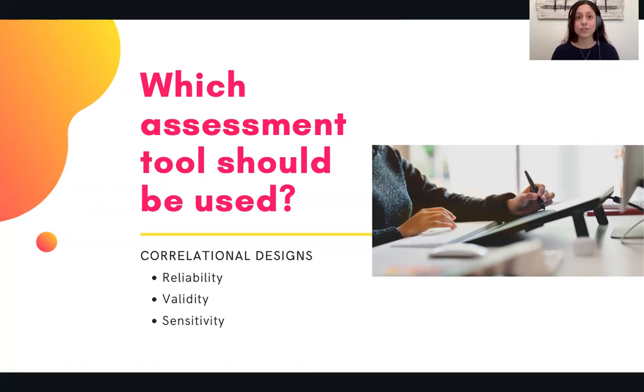So if you were to administer a scale twice in a short period to a large sample and then test the retest reliability, you're going to want to see that the results are pretty reliable, meaning that they're pretty similar from one point to the next, right? If there was a short enough time and not many things have changed.